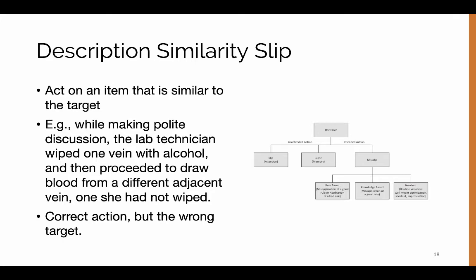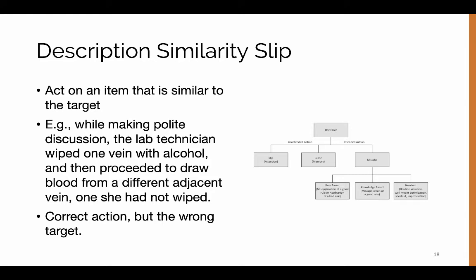It was just a regular old blood test. And I'm talking to the technician, and she's making polite conversation, and I have my arm out, my sleeve rolled up. And while she's talking, she wipes down one of the veins with an alcohol swab, just like she's supposed to, and continues talking, and then actually puts the needle in a different vein. Not the one she just wiped down and disinfected with alcohol, but instead another one that never got disinfected with alcohol. That is a description similarity slip.